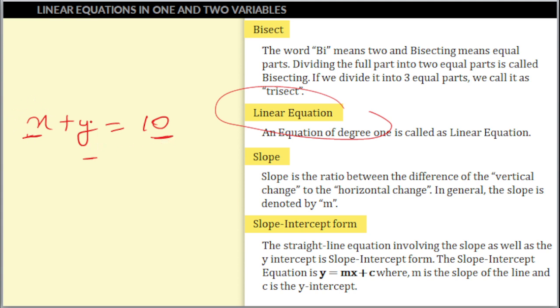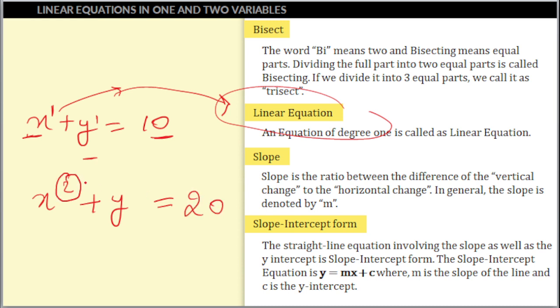So if we see the power of the variable, the maximum power they are having is 1. So degree is nothing but the power of the variable. So if this is 1, we call this equation a linear equation. But if it's something like this, here the maximum power of the variable is 2. So this is not a linear equation. Okay. So a linear equation is an equation of degree 1.